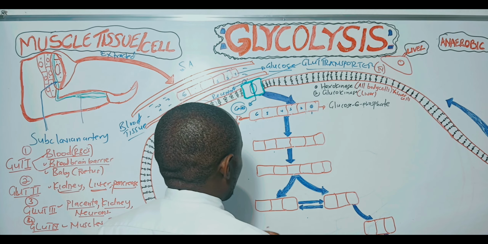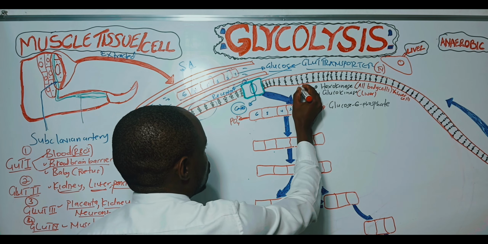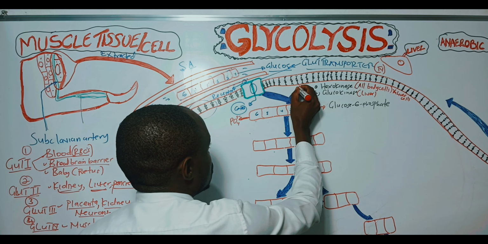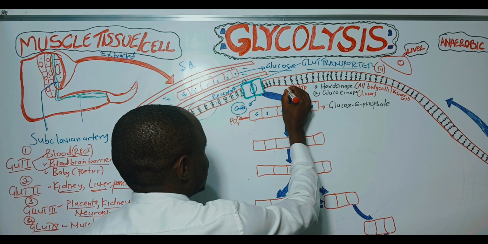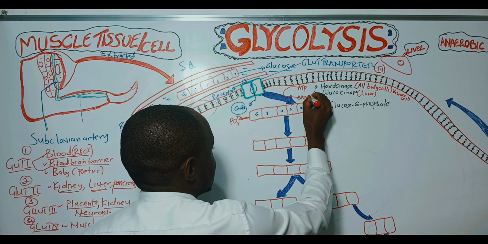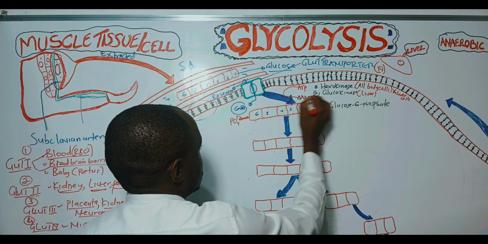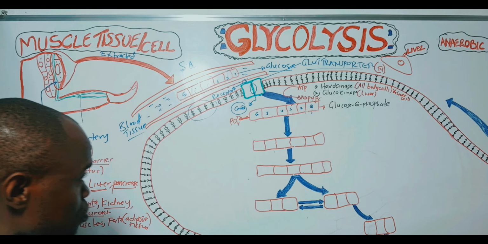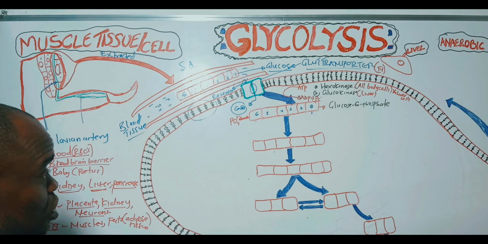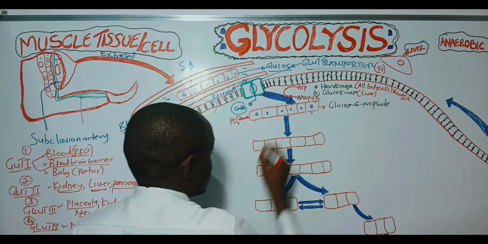But where has the phosphate come from? This phosphate has come from the ATP molecule, which has donated the phosphate and then remains ADP, plus inorganic phosphate, which has bound onto this carbon number 6 here. Let's continue. That's something very interesting. Let's move on.